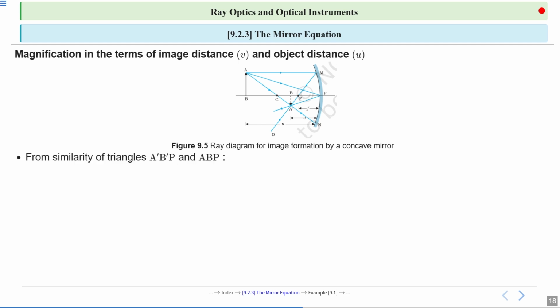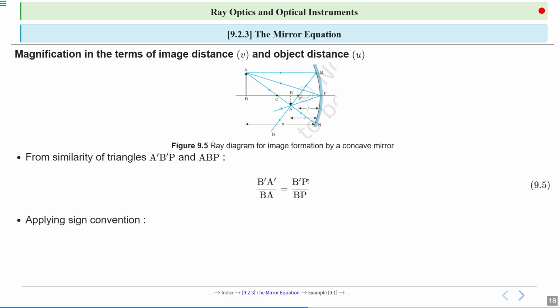So from similarity of triangles A'B'P and ABP, we can write B'A' upon BA, that we have written in equation 9.5, equal to B'P upon BP. Okay, this thing we have marked as equation 9.5 earlier.